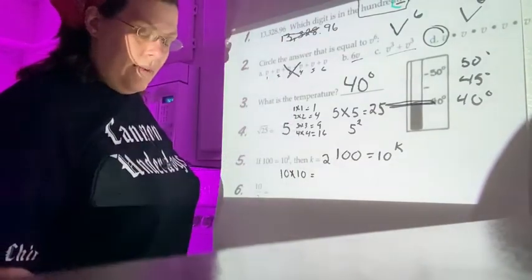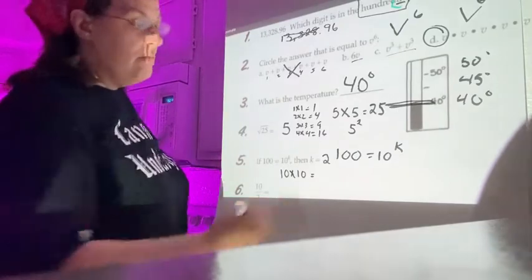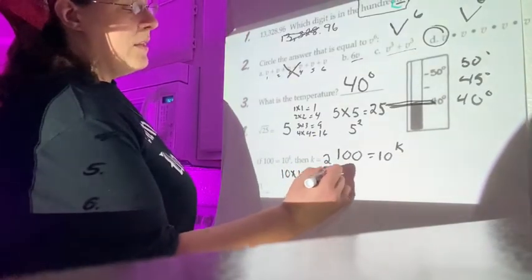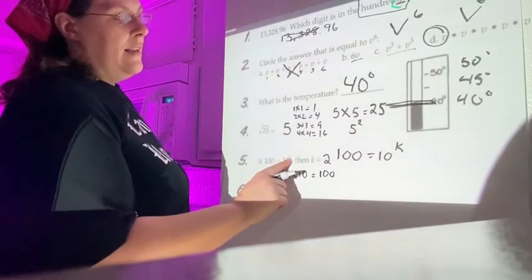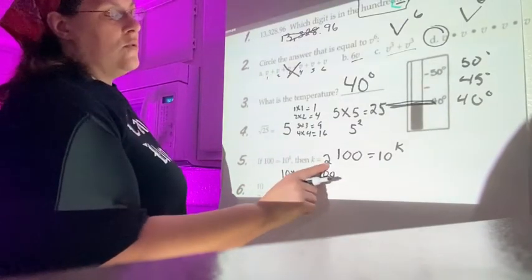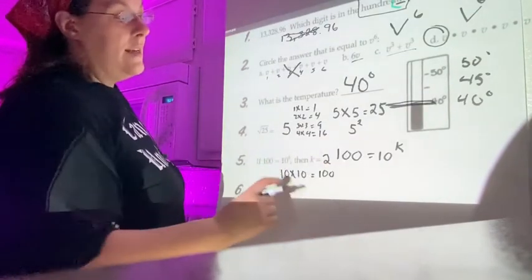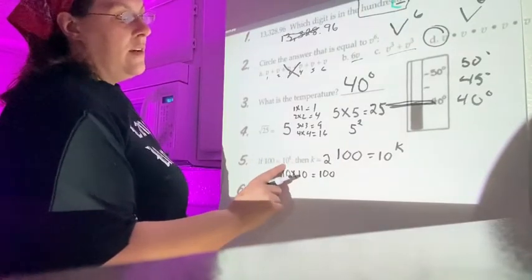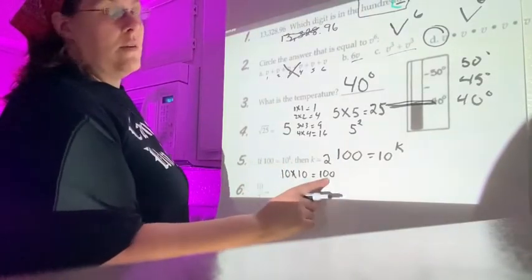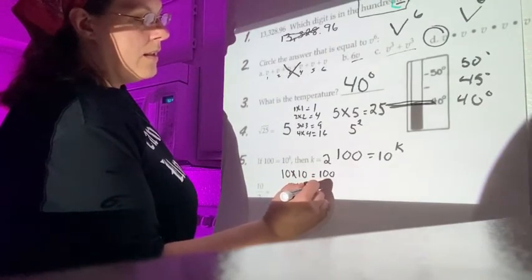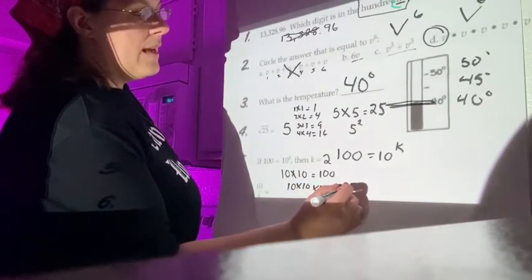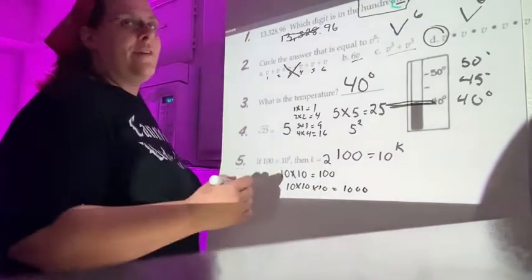So 10 times 10 equals 100. That's how they got to be 10K, K equals 2. Because what they did was they said, how many times am I going to repeat that 10? Only 2. Because if I did it 3 times, that would be 1,000. And you know how I did that so fast in my head?